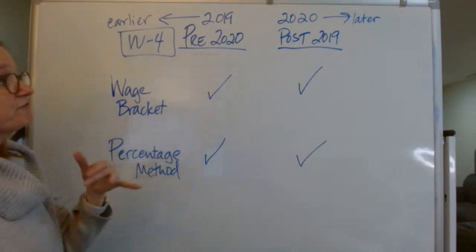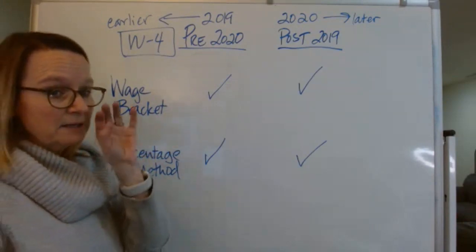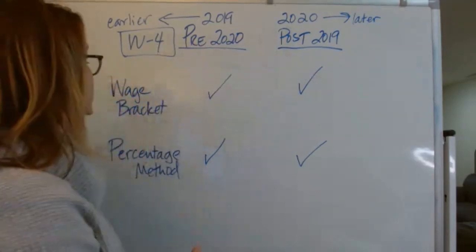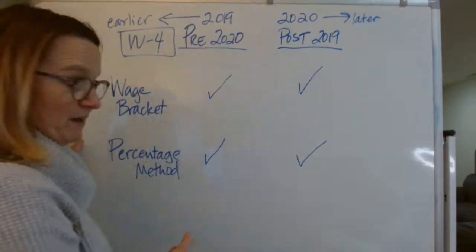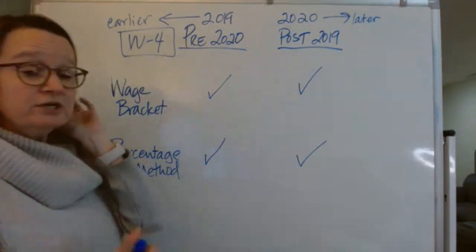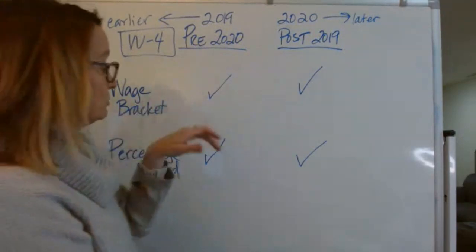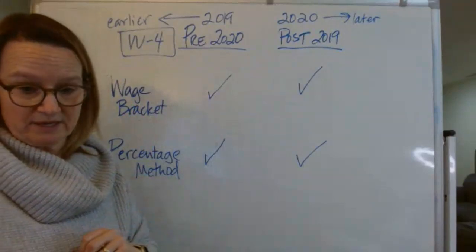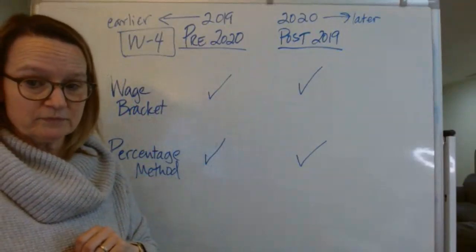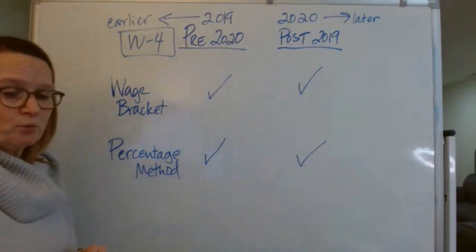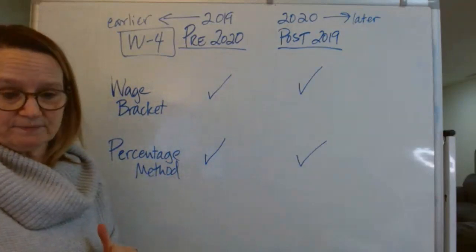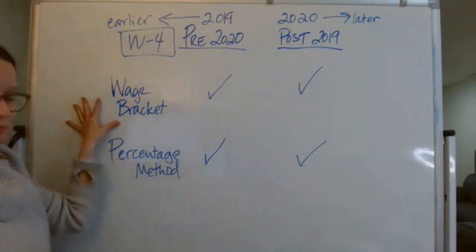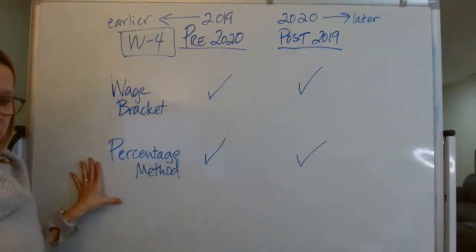Okay, so the first thing you have to determine is which form. That's number 1. And then you'll determine which method to use. Now, the good news is most of the time, the wage bracket method is used, and it's the easier method of the two. We use the percentage method once income reaches a certain level. So once income is over a certain level, we can no longer use the wage bracket method. We have to use the percentage method.